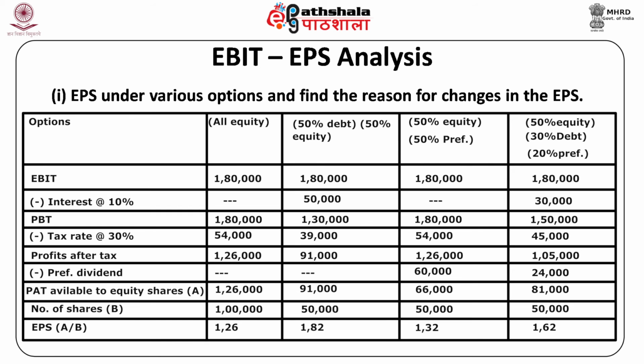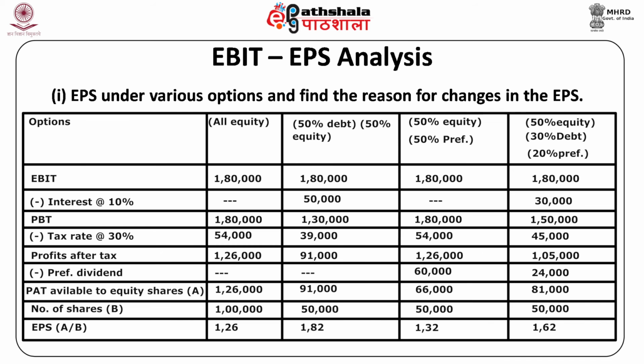We can deduct tax from there. We will get the figure of profit after tax, which you can see in the four situations. From there, we will deduct the preferred dividend and then we will get profit which is available to equity shareholders.